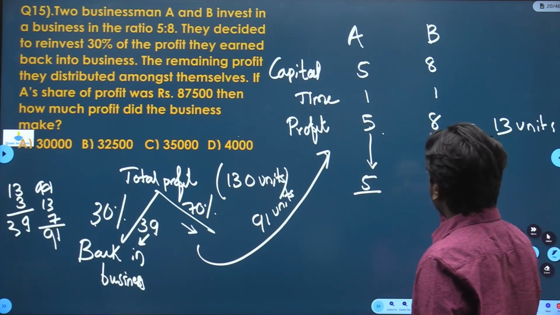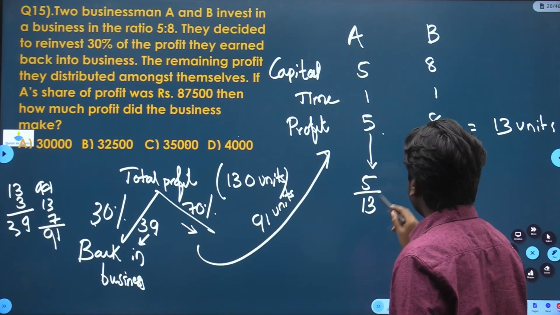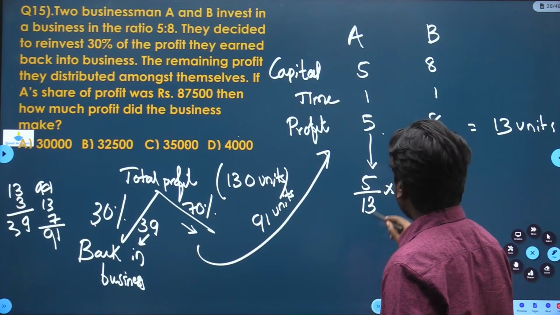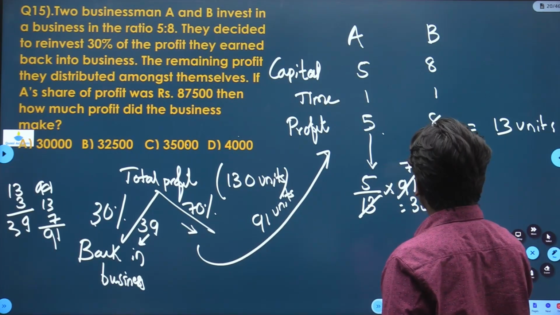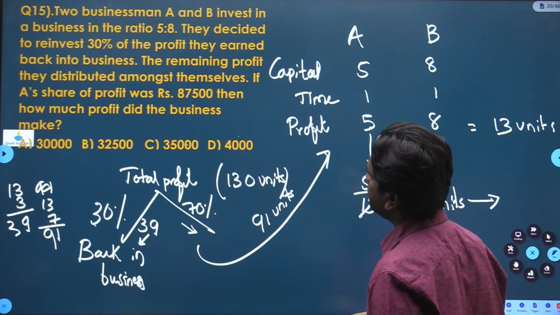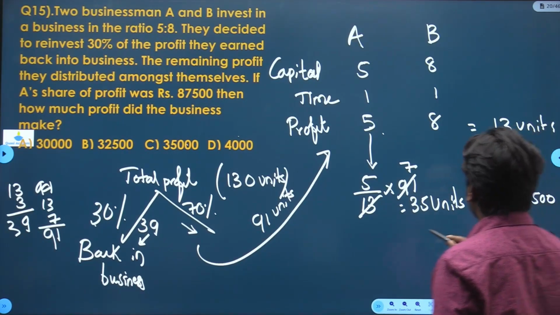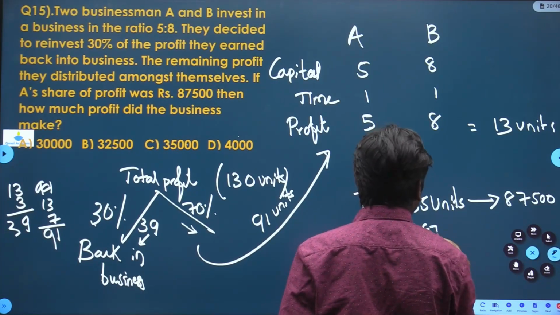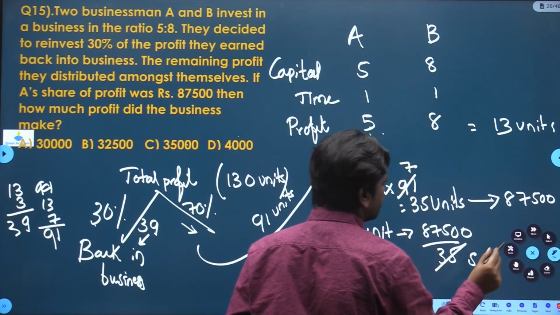5 by 5 plus 8, 13, into how much they are sharing? 91 units, 13 sevens. So 35 units is A's profit. So 35 units is nothing but how much? A's share of profit is 87,500. So 1 unit is equal to how much? 87,500 by 35. How much are we getting?